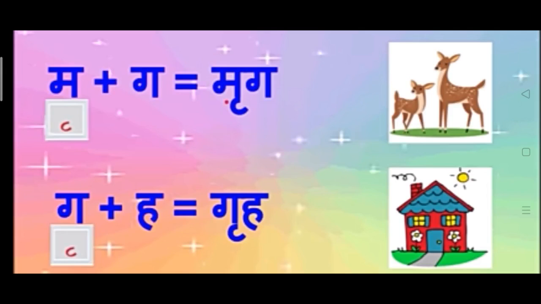Okay. Two more examples we will see. Ma plus R ki matra plus Ga. What is that? Mrug. Where we are writing R ki matra? Below Ma, you can see. Mrug. Correct. Then Ga, below you can see R ki matra we are writing, Gri, plus Ha. What is that? Grih. Ga, R ki matra, Ha. What is that? Grih. Understood everyone? Okay.